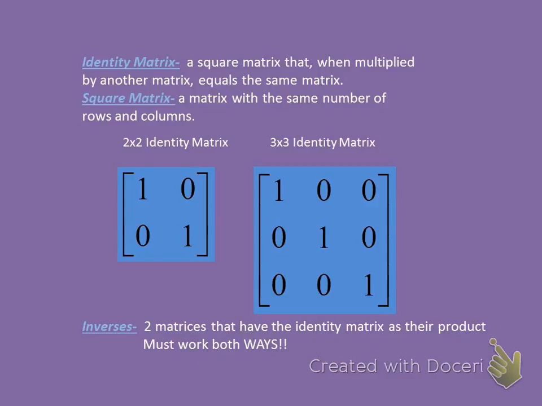It must work both ways because your order of multiplication matters for matrices. Now, we're not going to so much verify that 2 matrices are inverses of one another. What we're going to do is be given one matrix and find its inverse. Make sense? And there's a formula to that.